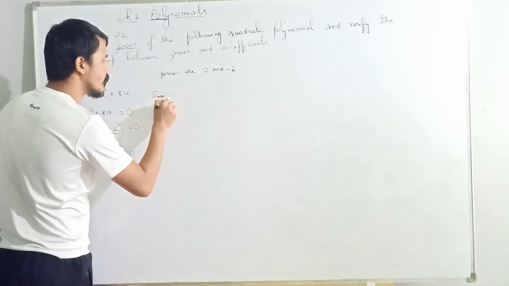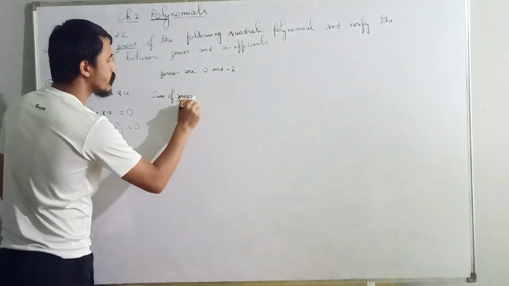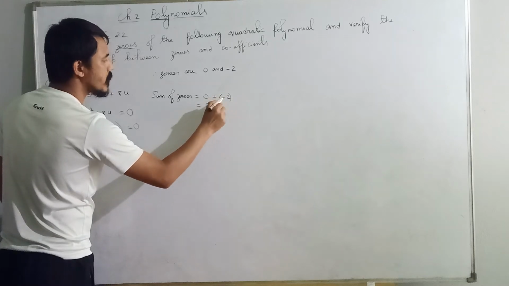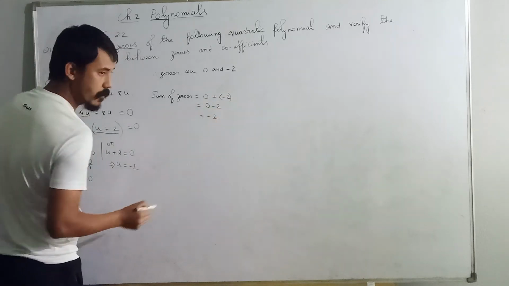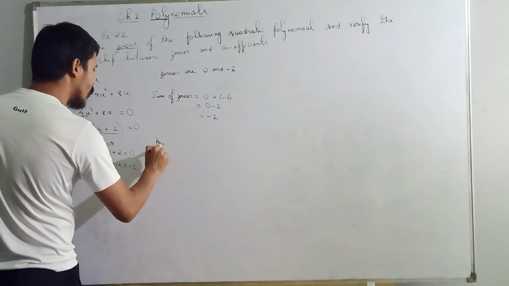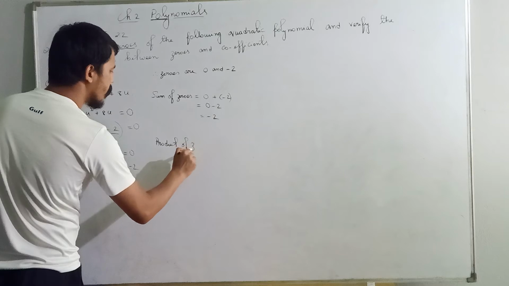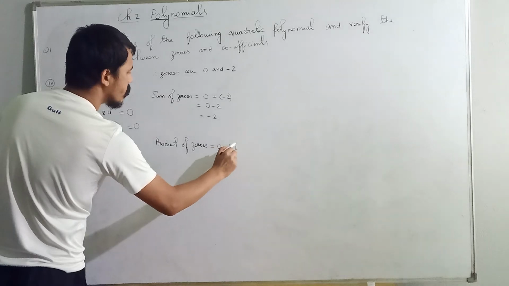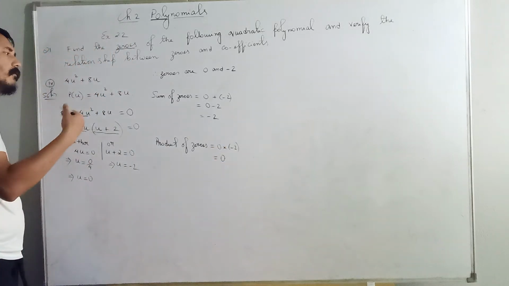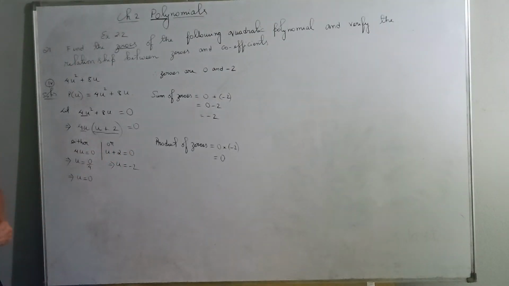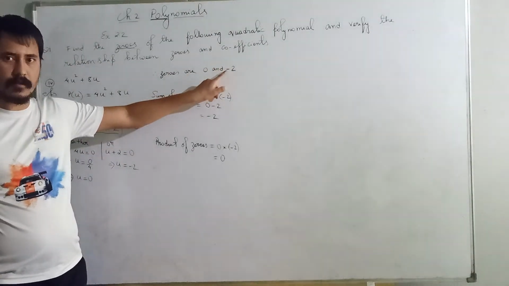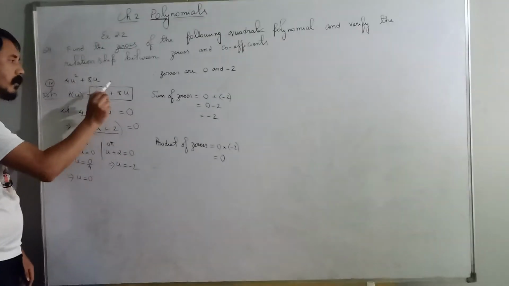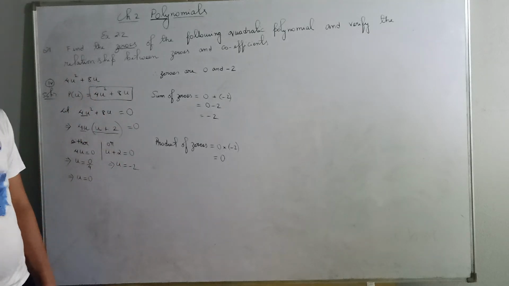Now since we have obtained the zeros, let's find their sum. Sum of zeros means adding up your zeros: first zero plus second zero, 0 plus minus 2, that is equal to minus 2. And then the product of zeros. Product of zeros means we multiply these zeros. 0 into minus 2 gives you 0. So we have obtained the sum and product of zeros only after determining the zeros, right? But without determining the zeros, knowing your polynomial, we can also find the sum and product of zeros. Let's see how.